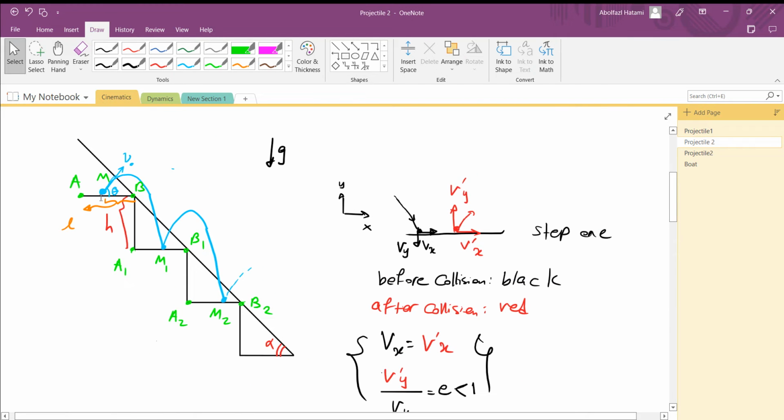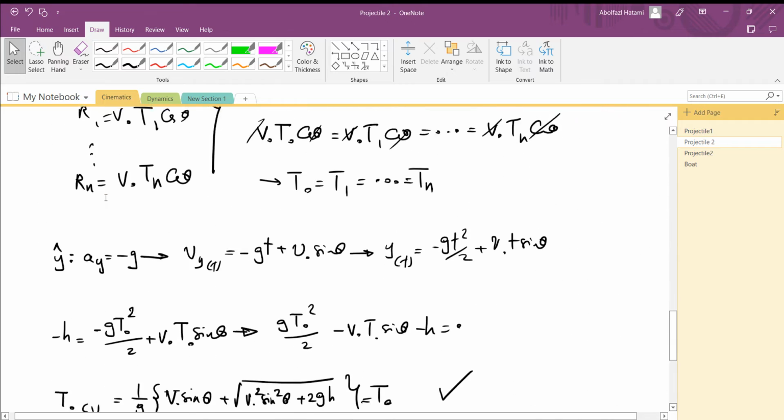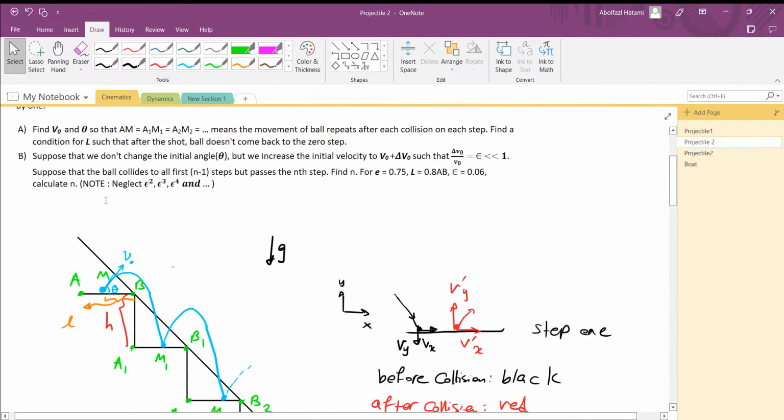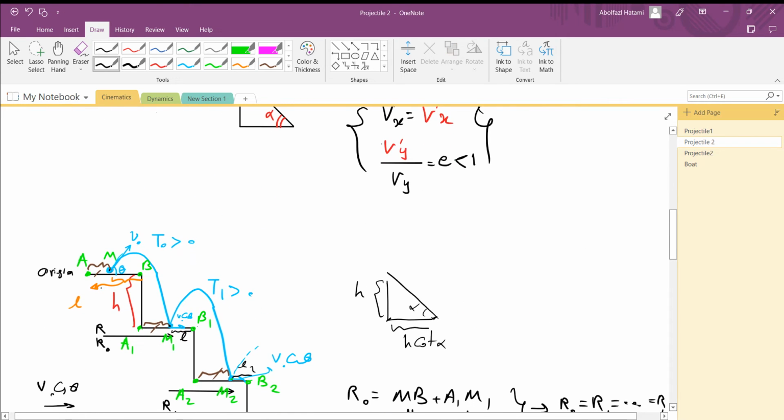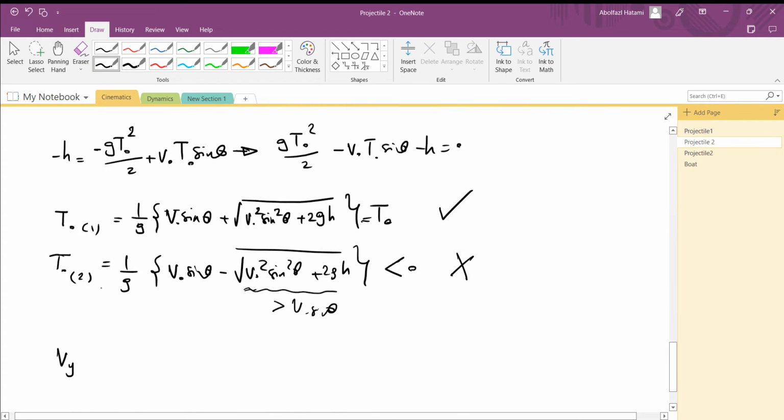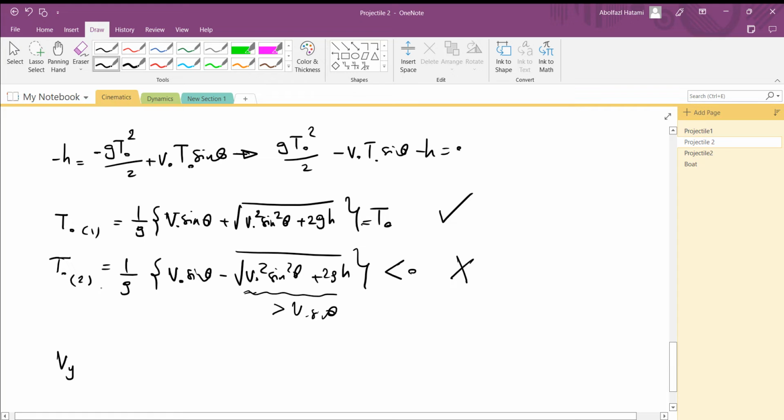For the first part, consider that we shoot the ball and have vy0. After the first collision we have vy1, after the second we have vy2. If these vy's are equal, then you can see here that our times are going to be equal. So vyn should be equal to vyn plus 1.